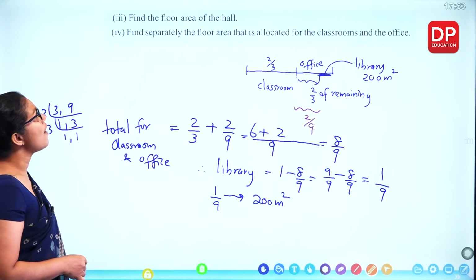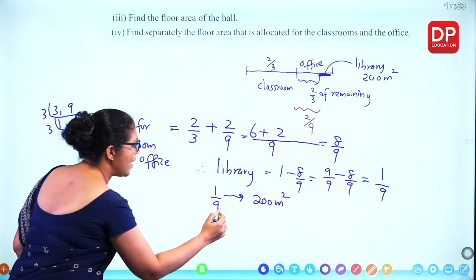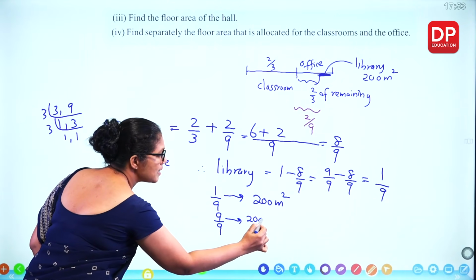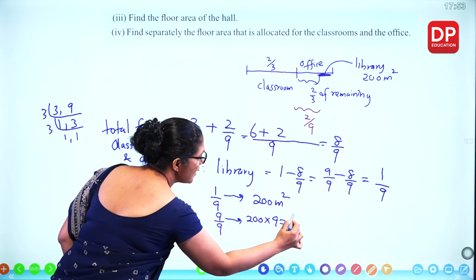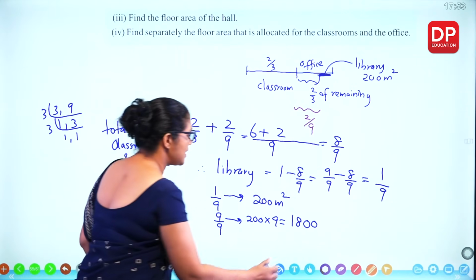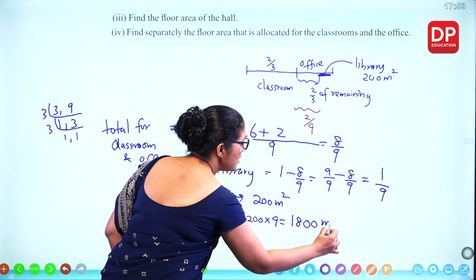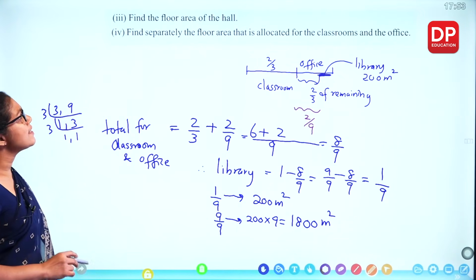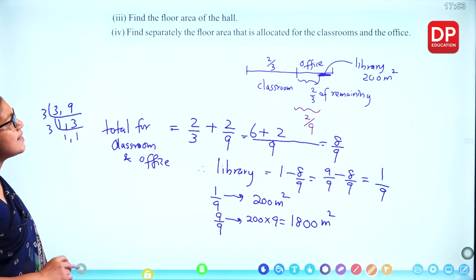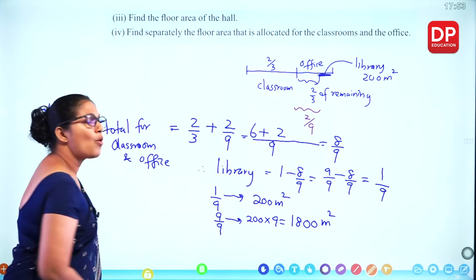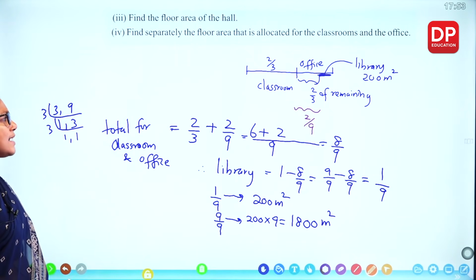So you are asking find the floor area. Floor area means the total number of parts. So you need to multiply this by 9. So 9 times 2, 18. So 1800 square meters. Then the last part, find separately the floor area that is allocated for the classrooms and the office. So here we found the total area is 1800.